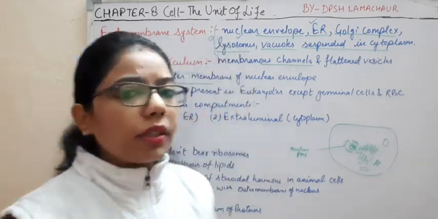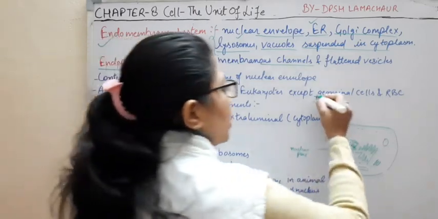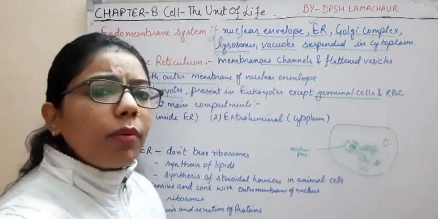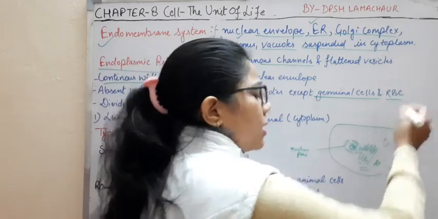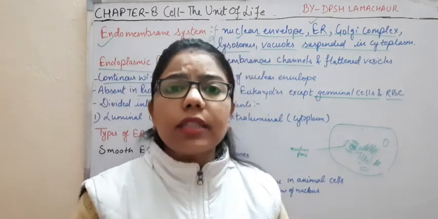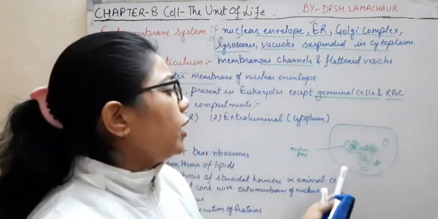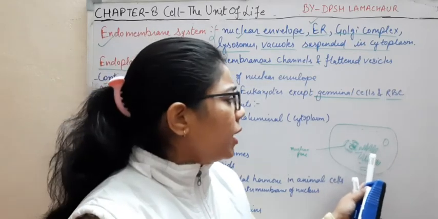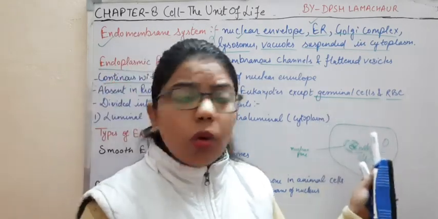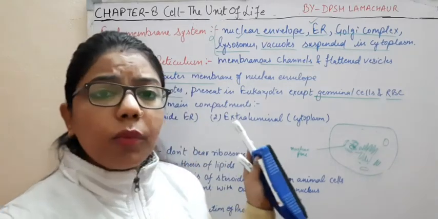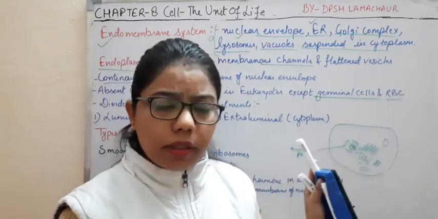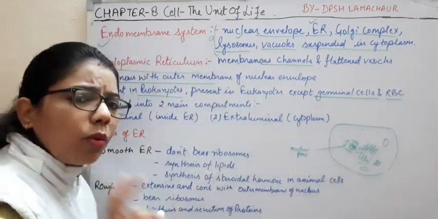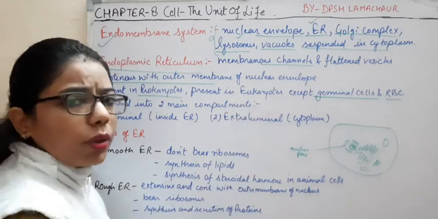But one exception is there. If you talk about the germinal cells as well as the RBC, red blood cells in humans, you will find that no endoplasmic reticulum is present. So the endoplasmic reticulum is present only in eukaryotes, with these exceptions.